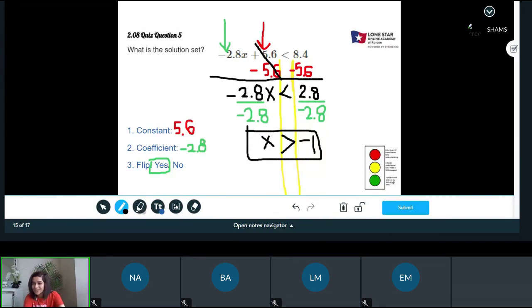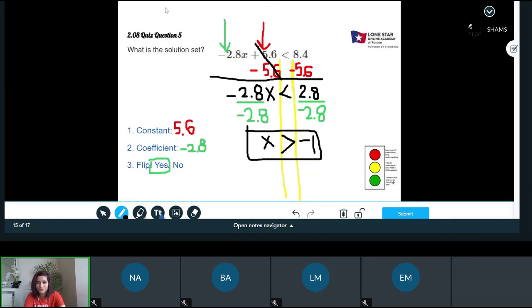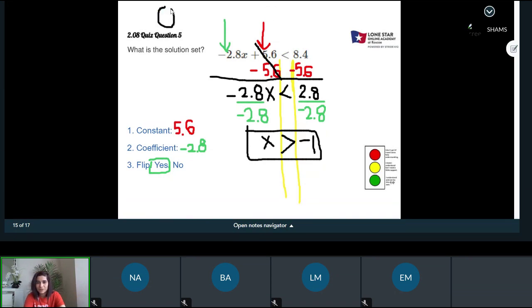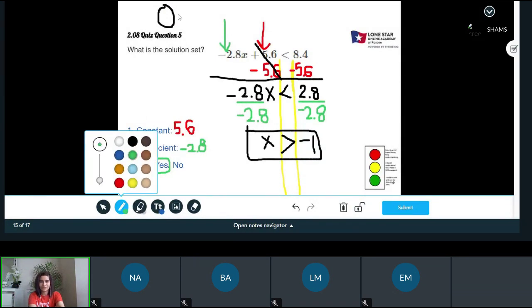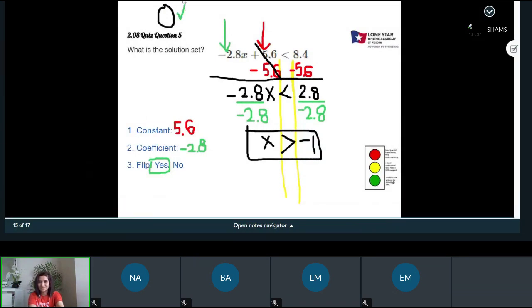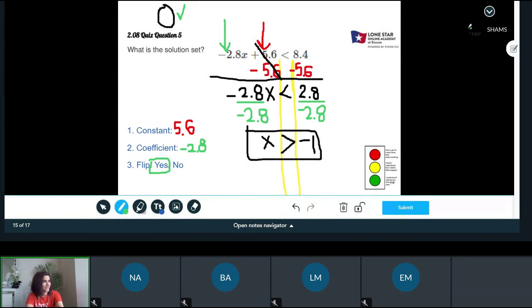Let's see. Amy says no, x cannot be 0. Nina says yes, x can be 0. So greater than negative 1: is 0 greater than negative 1? Yes, it is. And therefore x can be 0. Right? X can definitely be 0.